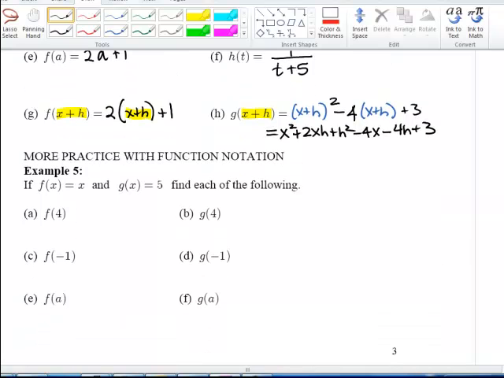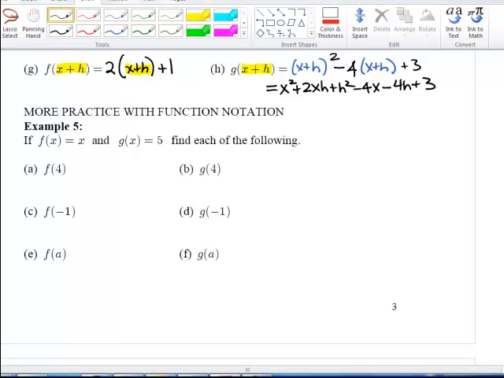I want to look at two functions that are so simple they can be confusing. One of them is called the identity function, and the notation just says f of x is x. The other is called a constant function, and this 5 could be replaced with any number, but g of x equals just some number.